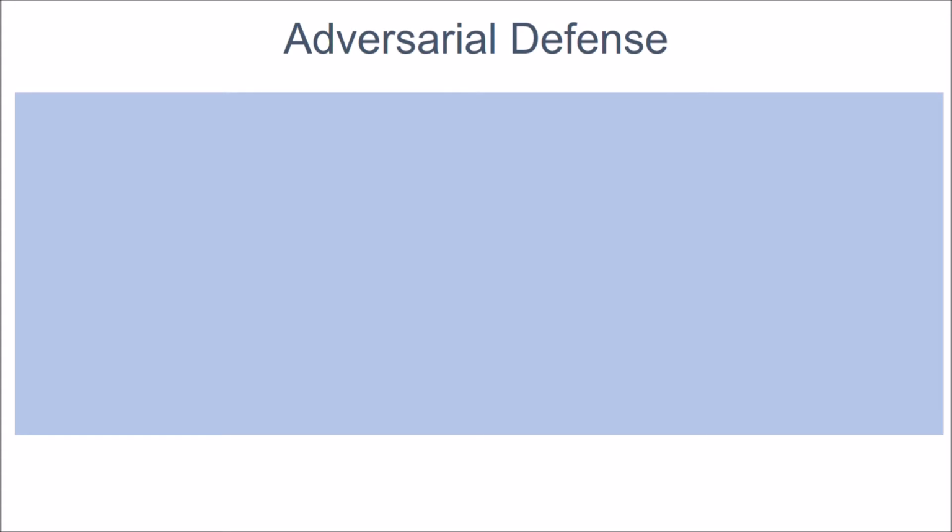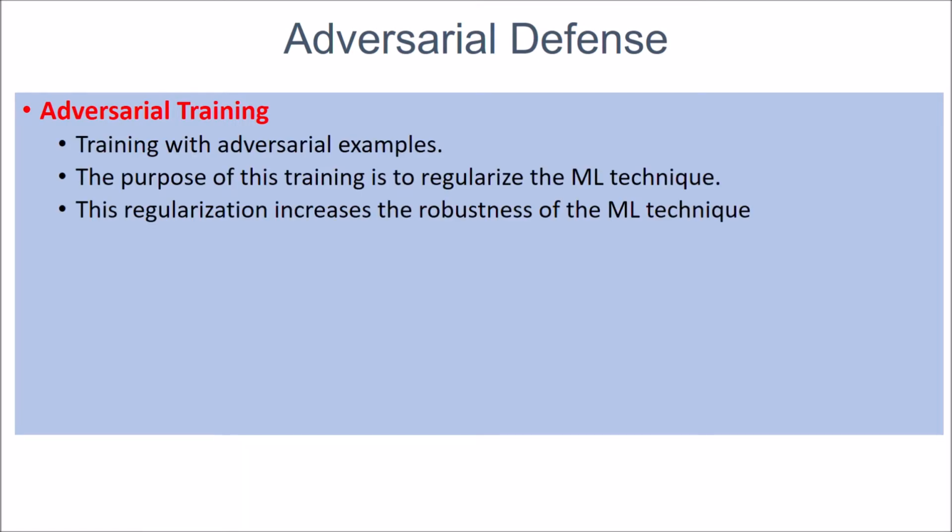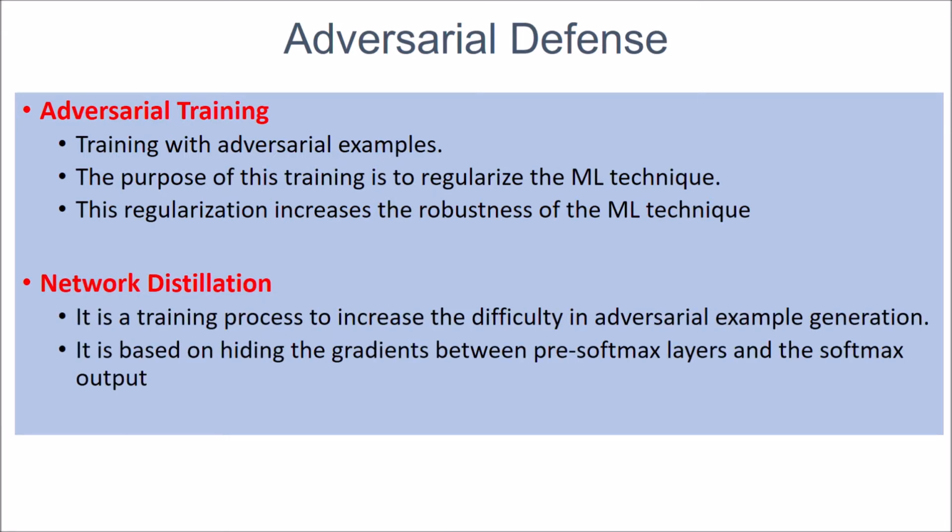We've also tested the available defenses against these attacks. The first defense was adversarial training. Once we have generated the adversarial examples, we include these examples in the training set. The purpose of this training is to regularize the ML technique. Once it is regularized against the adversarial examples, the ML technique will become robust against the adversarial examples that it is trained on. Then another defense, network distillation.